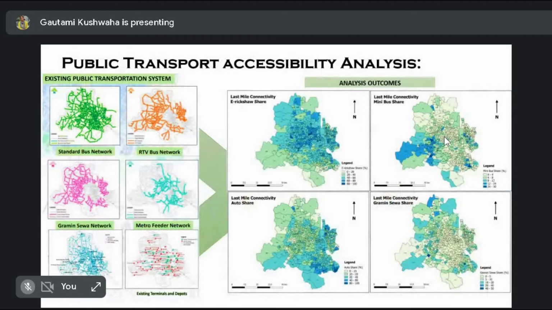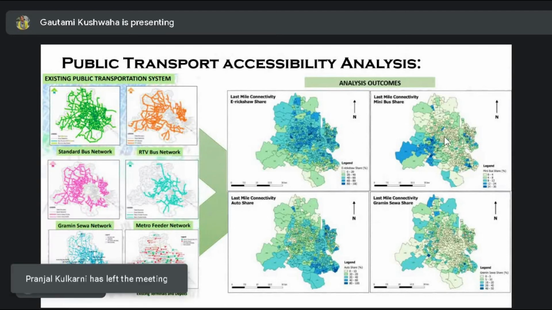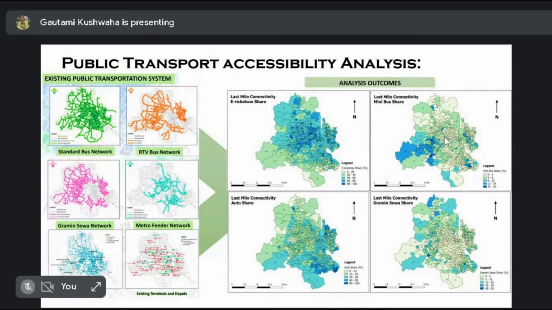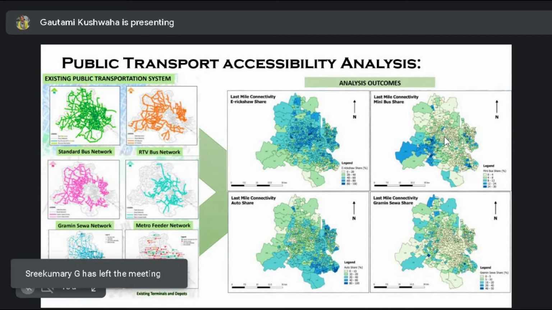Another is public transport accessibility analysis. So you have a network for different kinds of public transportation systems, whether it is buses, auto rickshaws, then Grameen Seva network, all kinds of road network you have, and then you can use those kinds of data sets to analyze what the last mile connectivity scenario is in your city at the smallest administrative boundary level. So this is that kind of analysis.